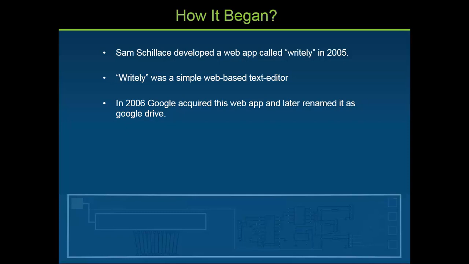Now let's have a look at the history of Google Drive. It was earlier called Writely, which was invented by Sam in 2005. Writely was a simple web-based text editor, and in 2006 Google acquired this web app and renamed it Google Drive.